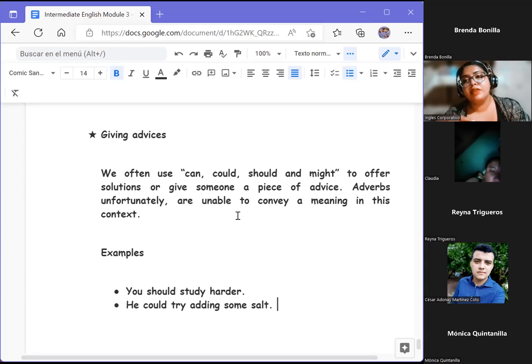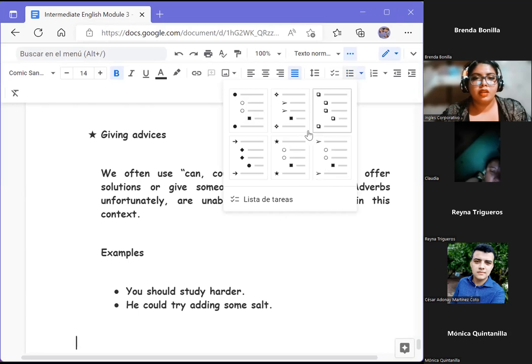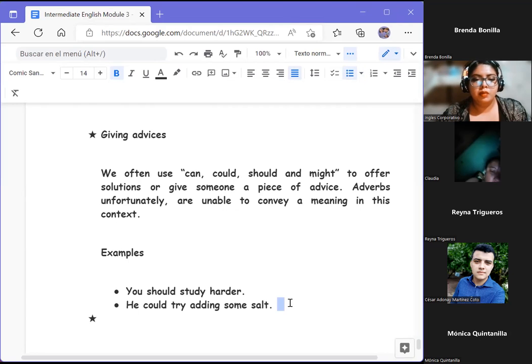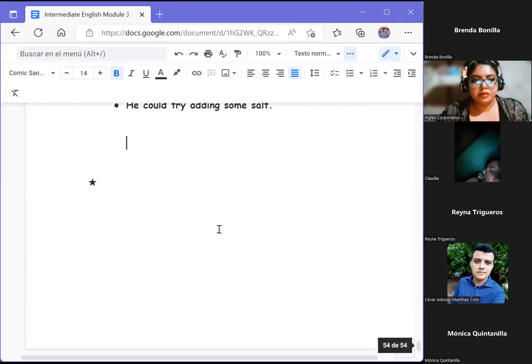So in this case, he's giving advice to someone that is cooking some dishes. So in this case, he could try adding some salt to improve the flavor of the food. Then we have the request, and in this case is another one. Request.